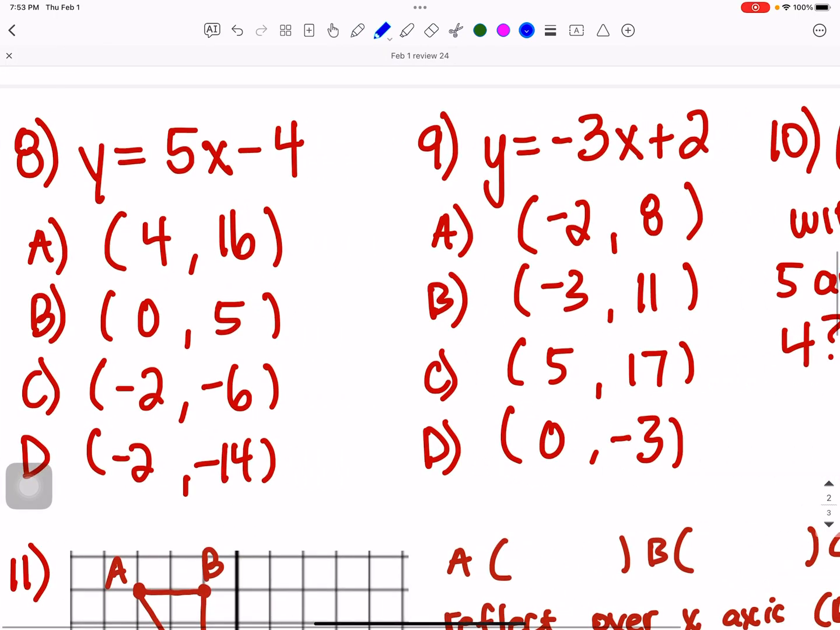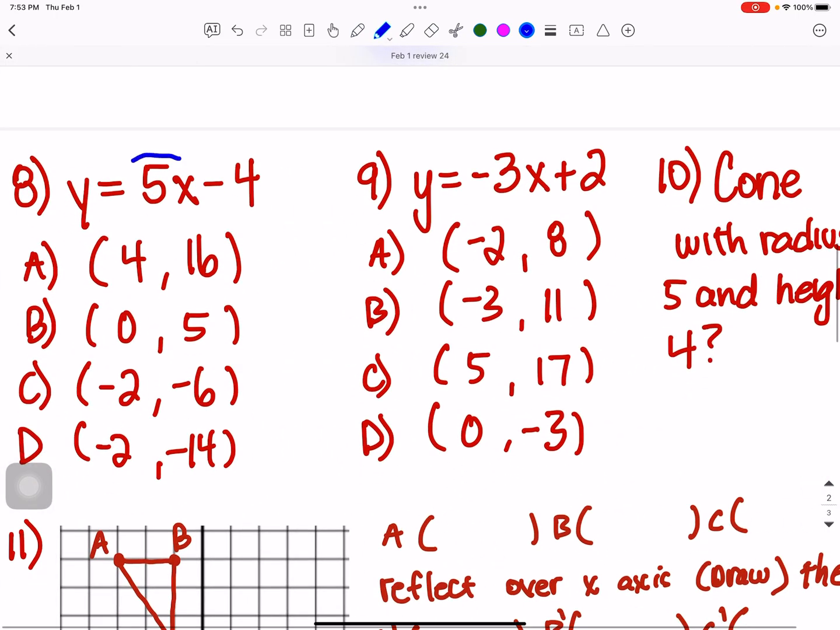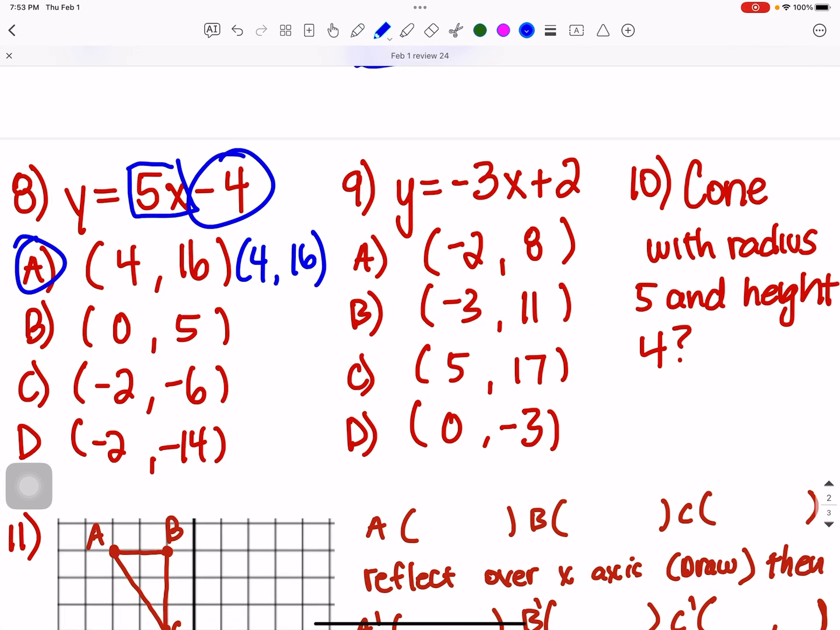All right, let's see. When I look at these equations, I just take my x, multiply by 5, and then subtract 4. So let's start with 4. Multiply by 5, that's 20, minus 4 is 16. Yes, it is. 0. 0 times 5 is 0, minus 4 is negative 4, not positive 5. No, that is not where the 0 is on this graph.